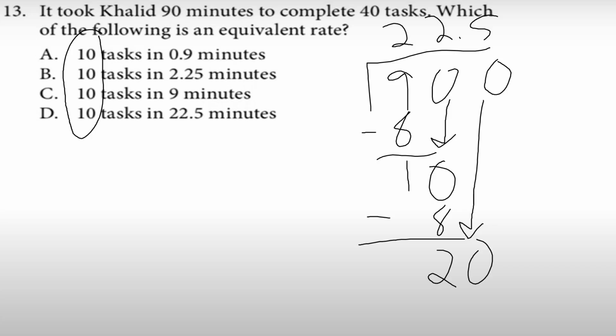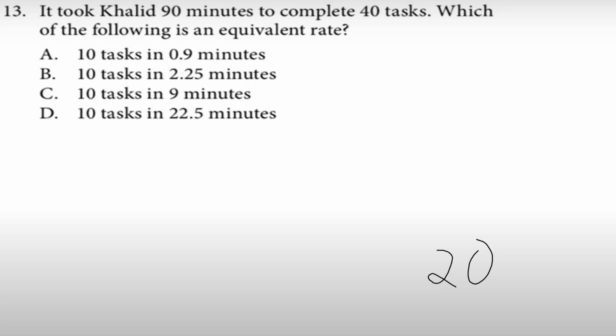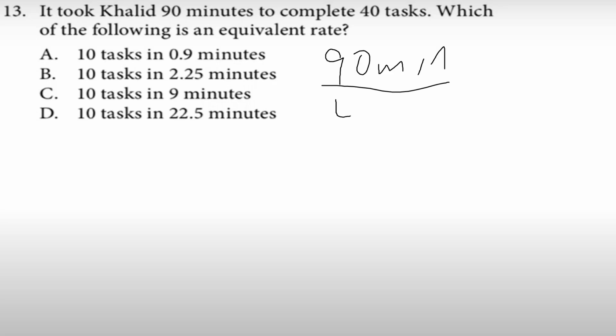But I wanted to show you another way to do this. You can actually set this up as a proportion because you're going to probably see this a lot on the test. So what we know is for Khaled to complete 40 tasks, it's 90 minutes for 40 tasks. And that's going to be equal to, remember, if we have minutes on top on the left-hand side and tasks on the bottom on the left-hand side, we have to follow that same rule.